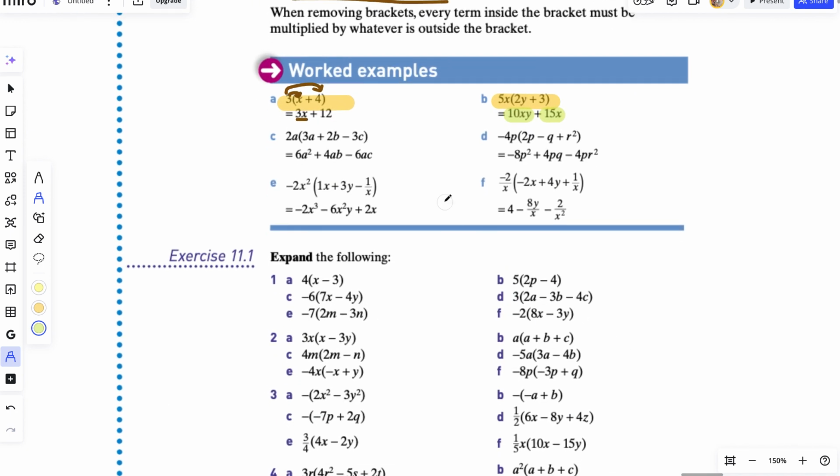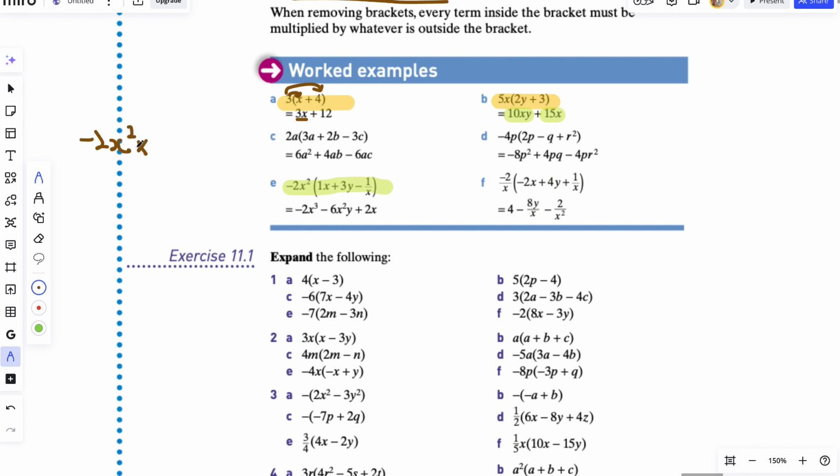Now let's take a look at the one that has a fraction. Minus 2x squared is outside. You can see this function. Minus 2x squared multiplied by 1x, then minus 2x squared multiplied by 3y, and minus 2x squared multiplied by minus 1 over x. We can simplify each one by doing it ourselves. Minus 2x squared multiplied by what? Multiplied by 1x, meaning multiplied by x.